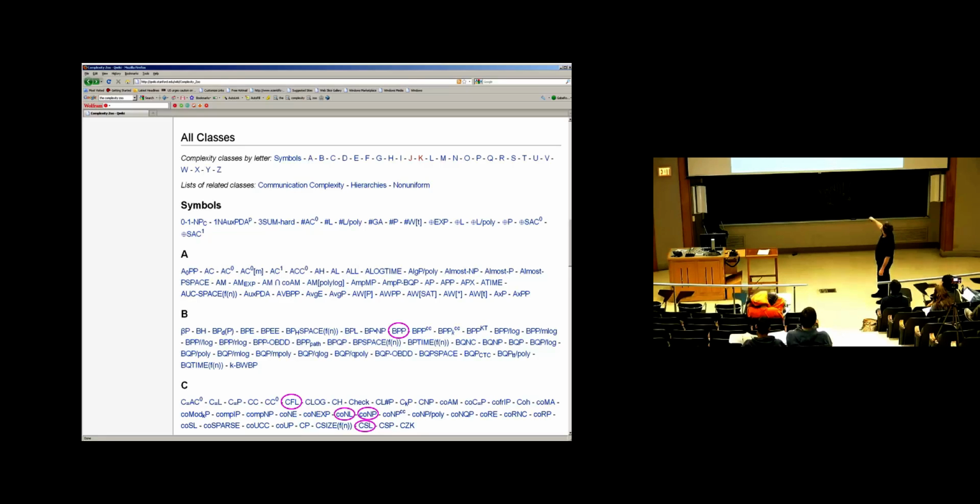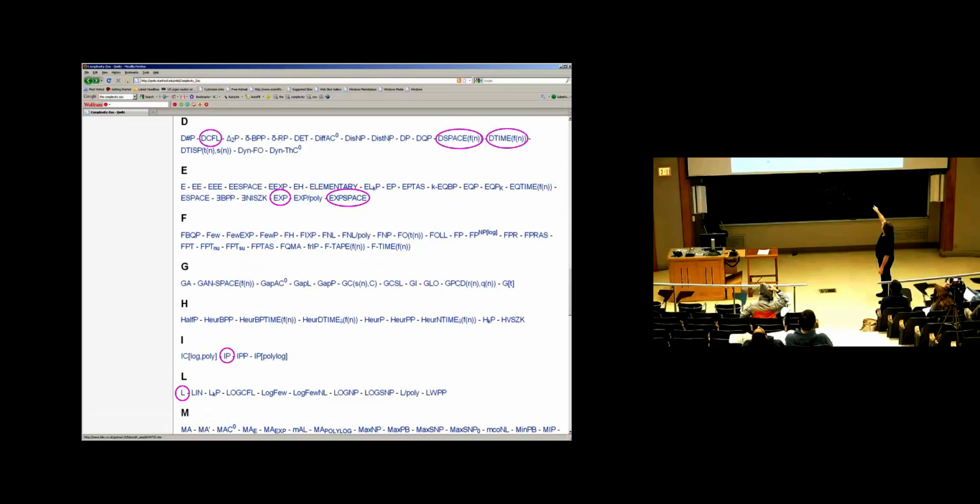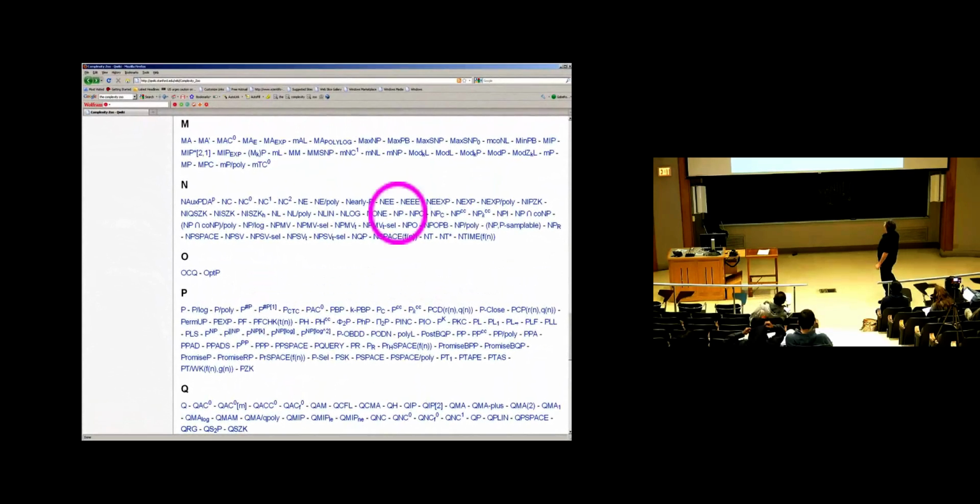Context-free languages right there. Context-sensitive languages, right? You know, we have deterministic context-free languages, logarithmic space languages, deterministic space, deterministic time classes. They're all there in the complexity zoo. Here's NP right there, and here's polynomial hierarchy. P is right there. Non-deterministic logarithmic space. Here's P space. And they're all alphabetized. If you click, these are all live links.